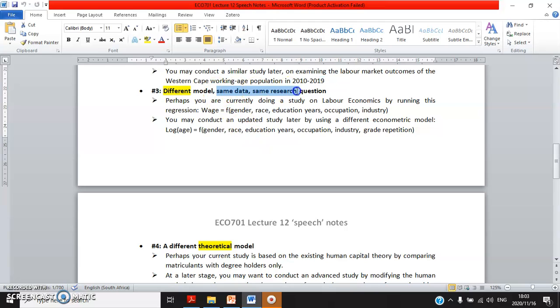Third one, same data, same research question, but you change the econometric model. So look at this example. Maybe this is your original research: wage is explained by these explanatory variables, but you decided to conduct an updated study. You rather decide to take log of y, in other words, a log-linear model. Log of wage, actually, I made a typo, log of wage, sorry.